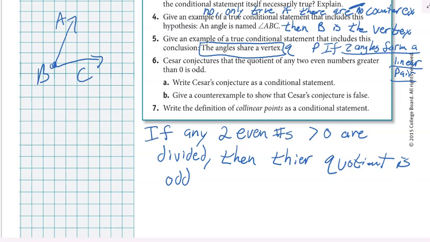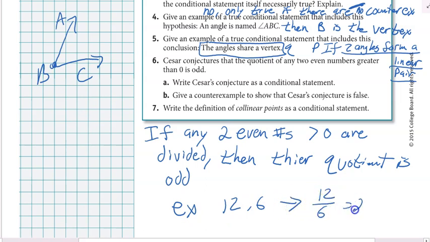So I don't know, 2 and 4. What's the quotient of 2 and 4? 2 divided by 4 is 1/2. 1/2 is not an odd number. You could make it really easy if you want to do something odd. You could say like 12 and 6. 12 divided by 6 is 2. That's not odd. So example, 12 and 6, because 12 divided by 6 equals 2, and that's not odd. So you pick two even numbers greater than 0. When you divide them, you get an even number, not an odd number.